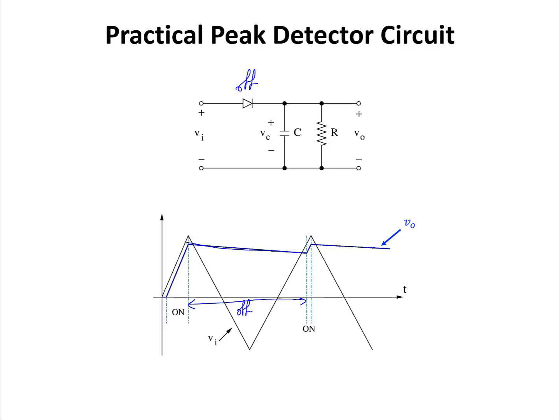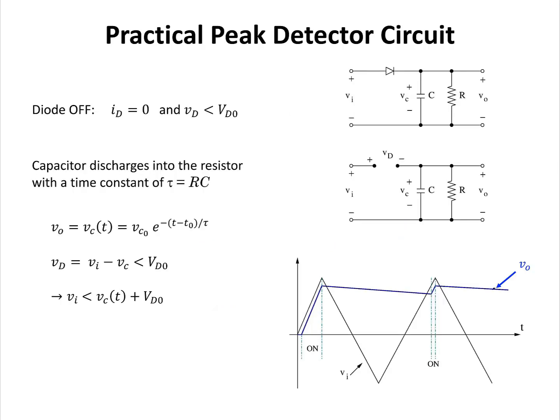And then when the amplitude of Vi reaches a value that is greater than Vc plus Vd naught, then the diode is going to turn on and the voltage across the capacitor is going to increase because the diode conducts and the capacitor charges some more, and again it turns off, and then again the capacitor discharges through this resistor. Using the KVL equation in the main circuit and the voltage equation of a discharging capacitor, we can find the output at any time point. We also can find the time point at which the diode turns back on.